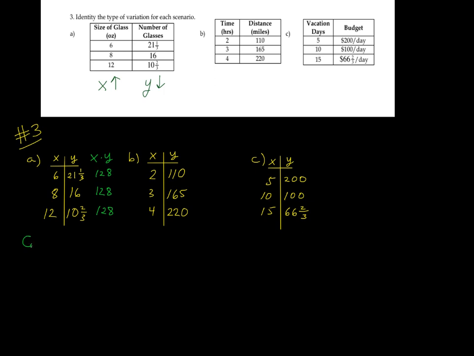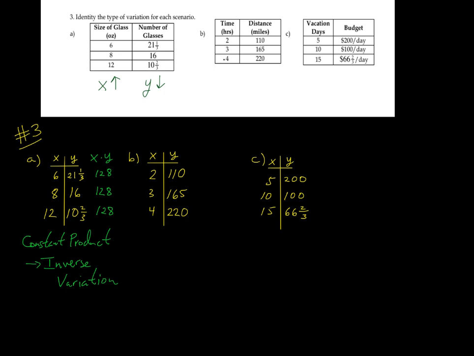So here we have a constant product, and so that's indicating we have inverse variation. All right, great. So next up, let's go ahead and look at B.